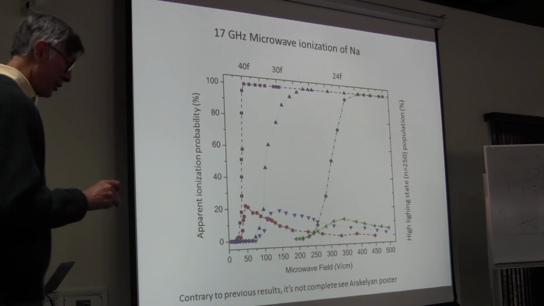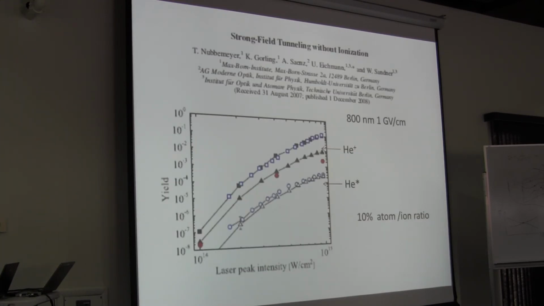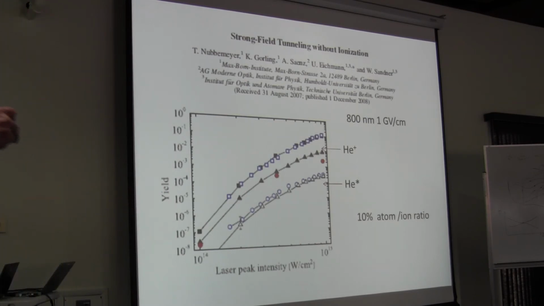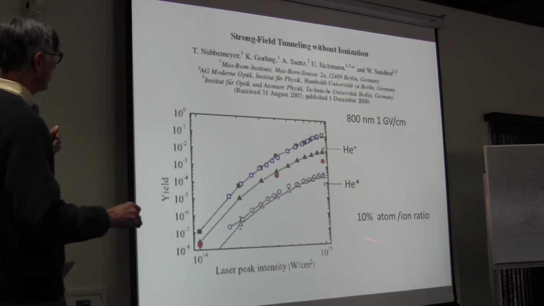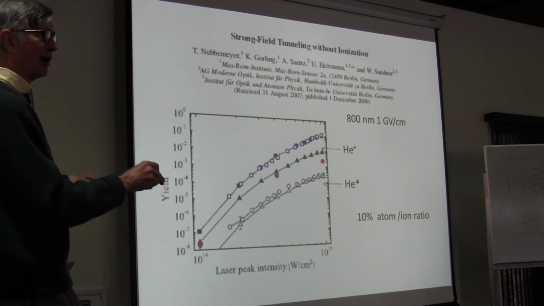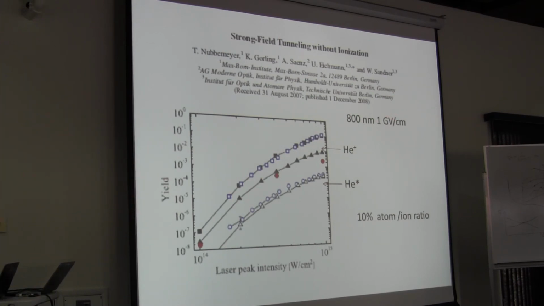Okay, so curiously, this is not peculiar to microwave ionization. Several multi-photon experiments have observed precisely the same thing. In particular, a recent one at the Max Born Institute by Uli Eichmann and his collaborators found that when they ionized helium with 800 nanometer gigavolt per centimeter pulses, they basically wound up with 10% of the atoms left in excited states. I mean, this field is enough almost to ionize the ground state, but they found atoms from basically n equals 5 or 6 all the way up to the limit.